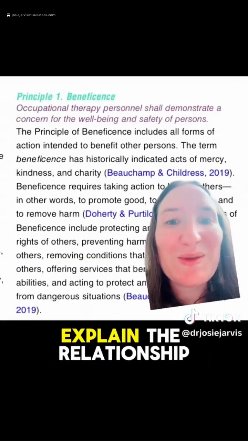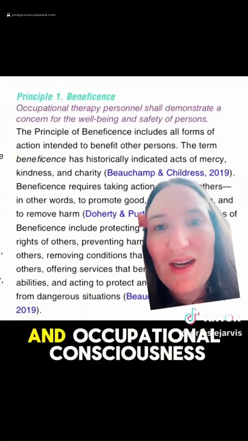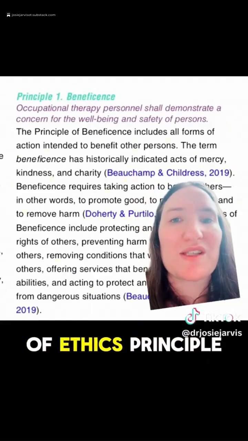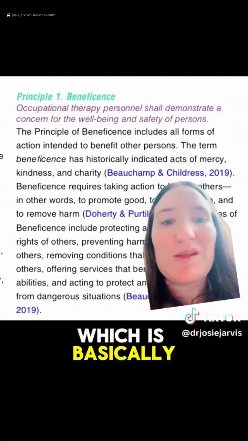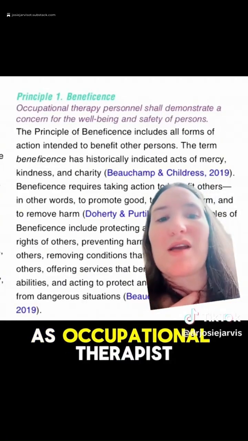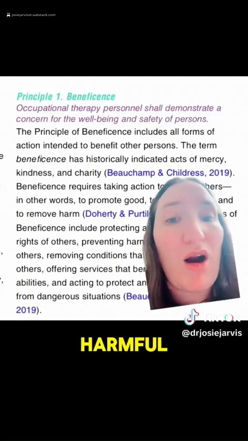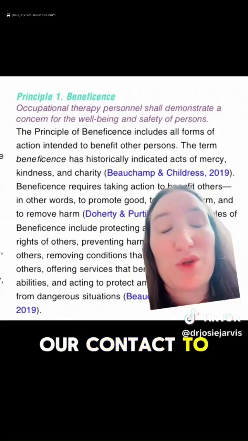All right, so the next, exploring the relationship between occupational apartheid and occupational consciousness in relationship to the AOTA Code of Ethics Principle of Beneficence, which is basically in our role as occupational therapists seeking to act in a way that is non-harmful and beneficial to our clients.